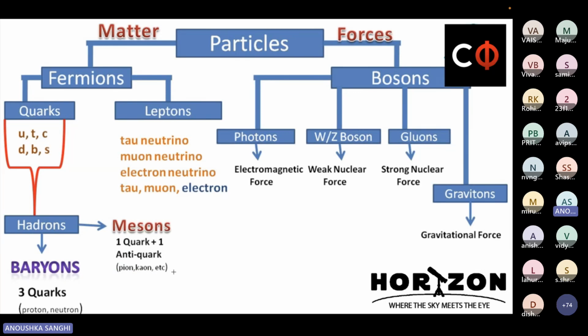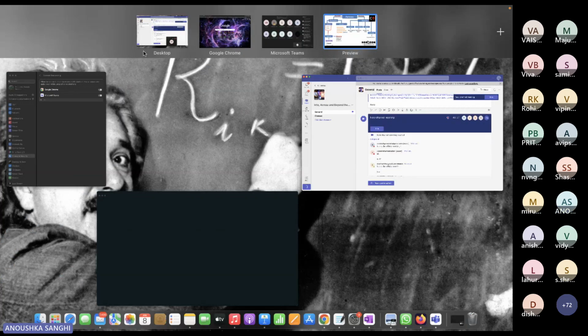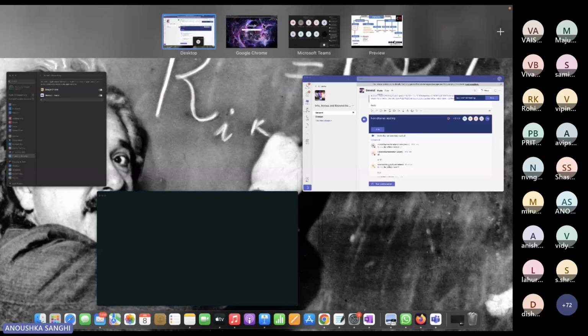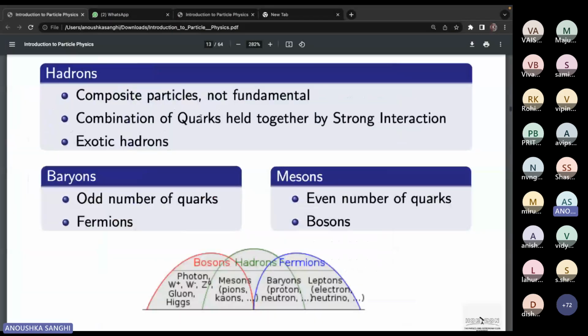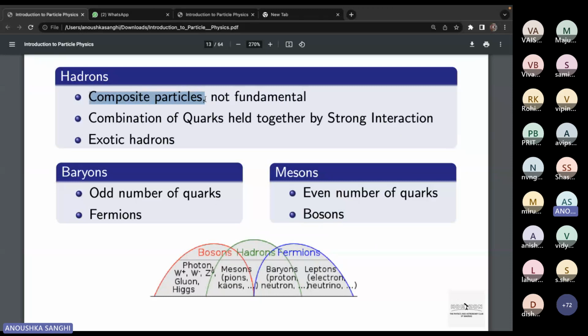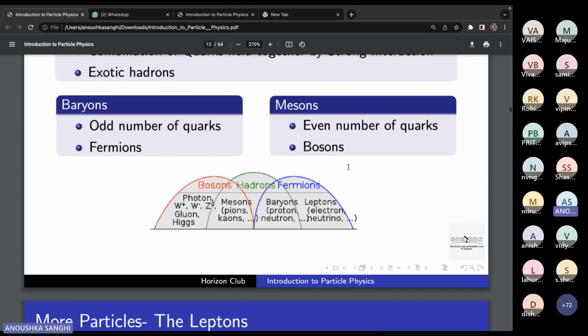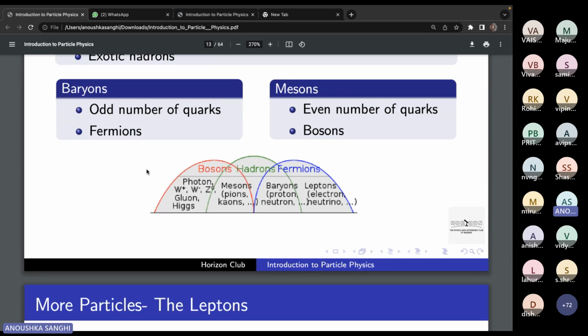There are more examples. So for leptons and fermions, this chart is very important. Then again, I'll say that these are charged and these are uncharged. Now, if we get back to our slides. So again, hadrons, as I explained, are not fundamental. These are a combination of quarks, held by strong interactions. And these are examples of bosons.